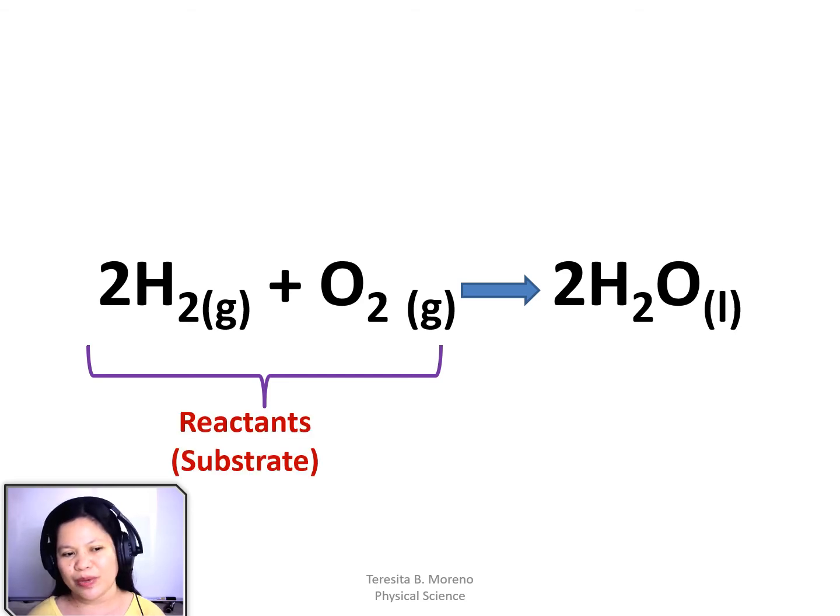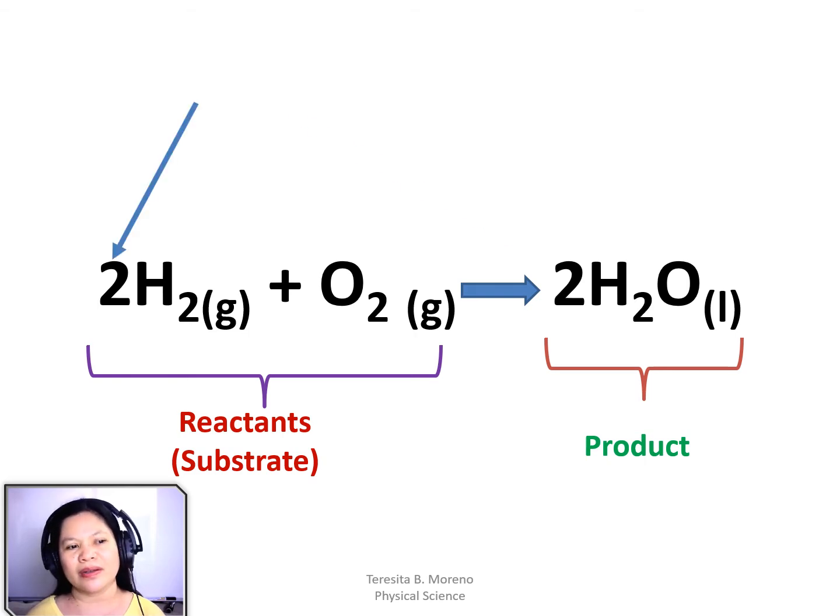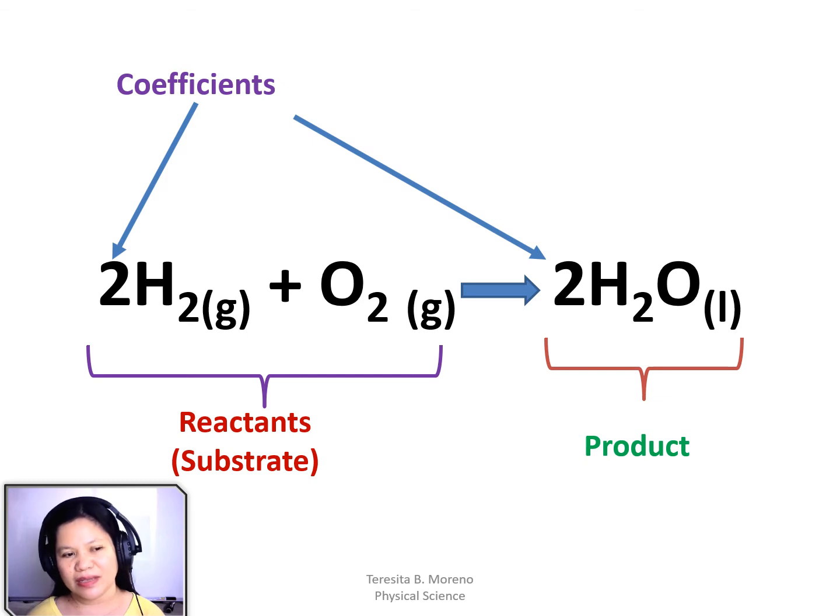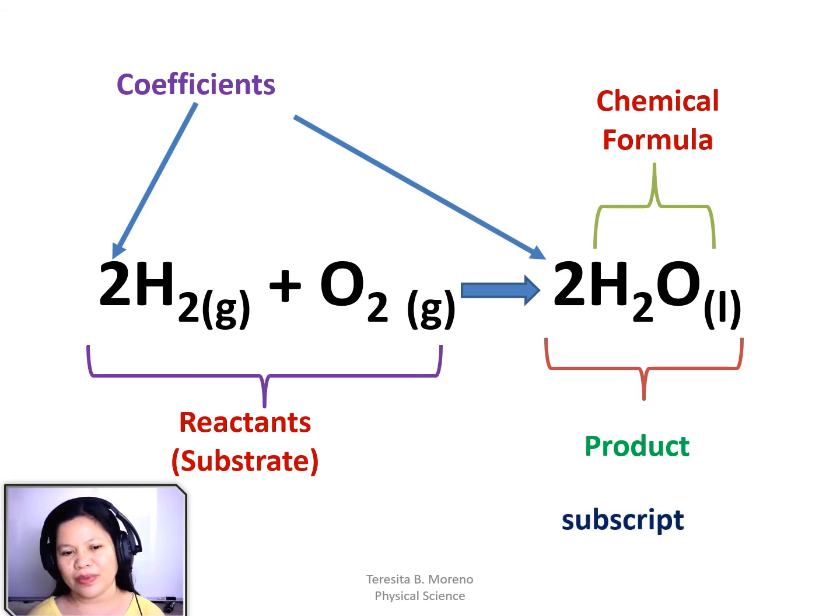In this equation, we have here the reactants or the substrate, and this is the product. Now, in this reaction, that is the coefficient, and this is the chemical formula. And what else is present here? Okay, the subscript. That would indicate how many molecules of oxygen or hydrogen are present. Now, I'm asking if it is reversible or irreversible.